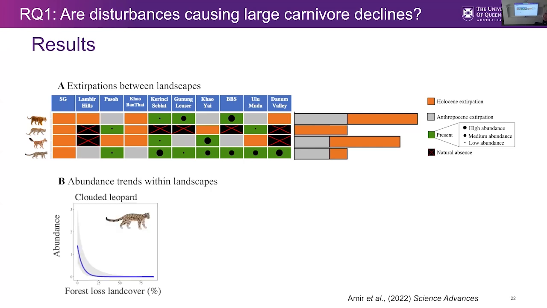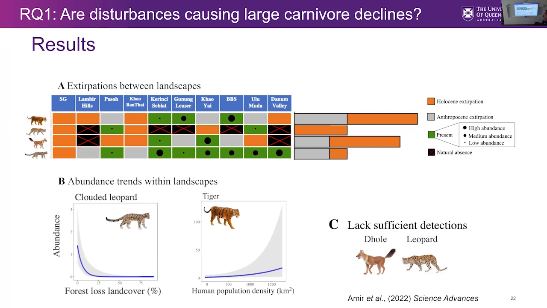To look at abundance trends, we have some results that are not surprising. Clouded leopards exhibit abundance declines with increasing forest loss. We also see some surprising trends like increasing tiger abundance with increasing human population density. As for the two other large carnivores, they are so rare in our data set that we didn't even have enough detections to model their abundance.